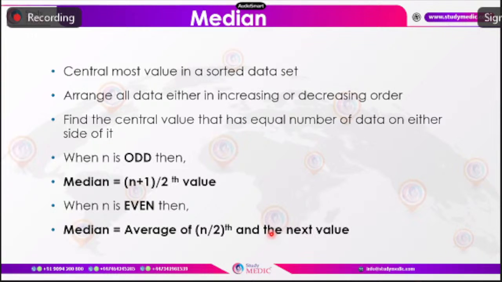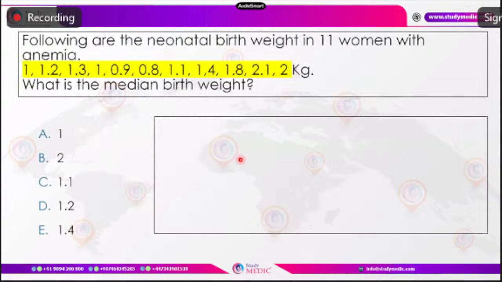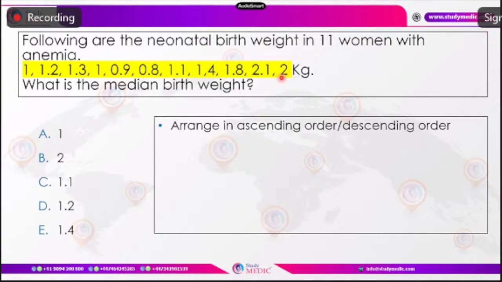So now we know what the median is. Let us see whether we can solve some of the problems associated with it. Now we have selected the same sample, but in this case, the sample size is 11 and these are the neonatal birth weights. To find the median, we need to arrange them in order. So we have arranged them, and you can see 1.2 is the median here.